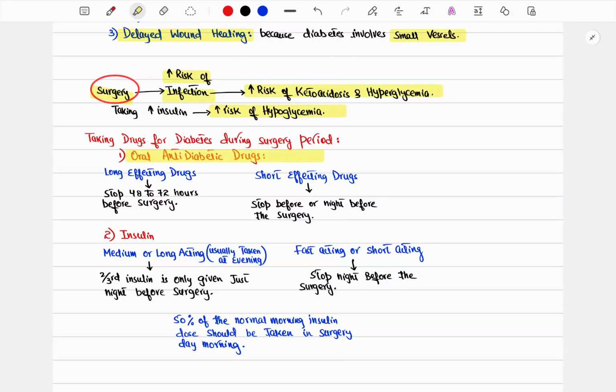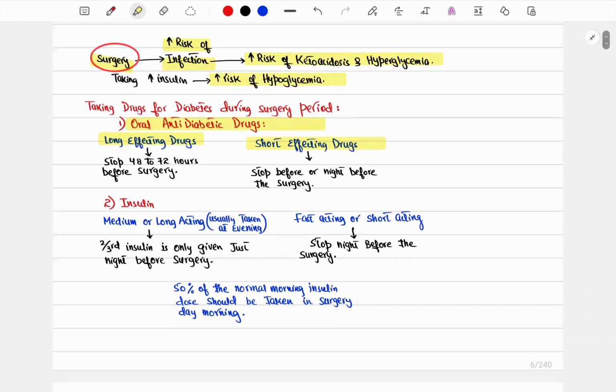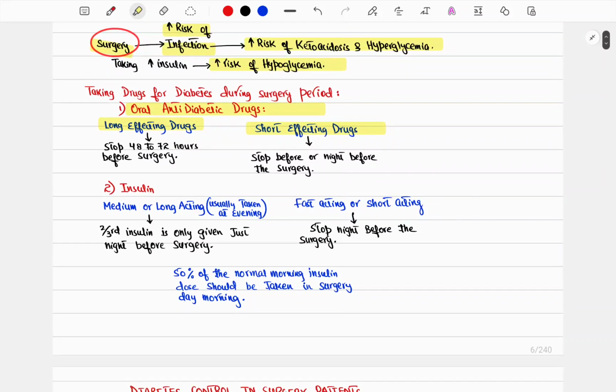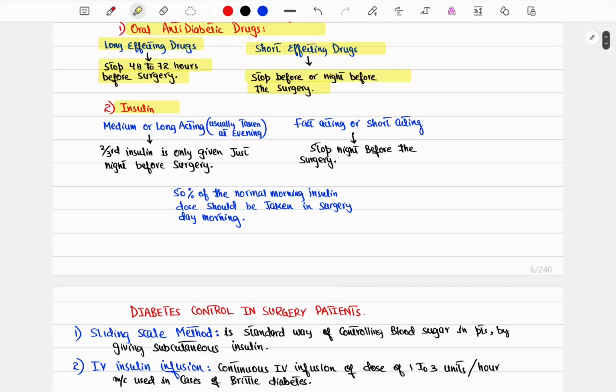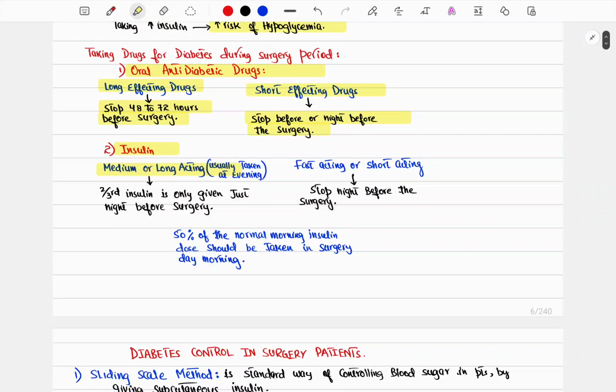First, if the patient has been taking oral diabetic drugs, we know there are long effecting drugs and short effecting drugs. Long effecting drugs should be stopped 48 to 72 hours before surgery, that's 2 days before surgery. For short effecting drugs, we just stop them the night before the surgery. Now if the patient has been taking insulin, it is medium or long acting insulin, which is usually taken in the evening, and there is also fast and short acting insulin.